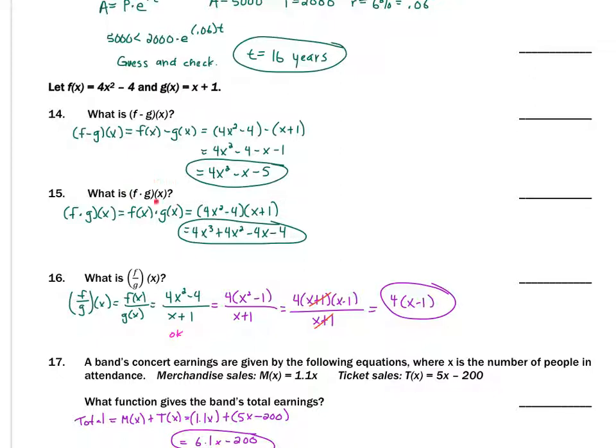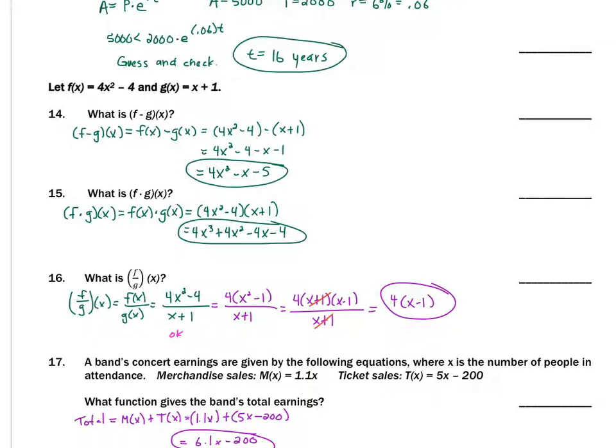When we are multiplying f times g of x, that is f of x times g of x. Well, when I have a binomial times a binomial, we need to remember to use the distributive property. So we have to multiply each term in the front by each term in the second. When we do that, we get the 4 terms, 4x cubed plus 4x squared minus 4x minus 4. And again, none of those are like terms, so we can't put anything together.